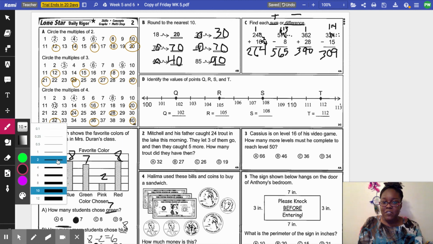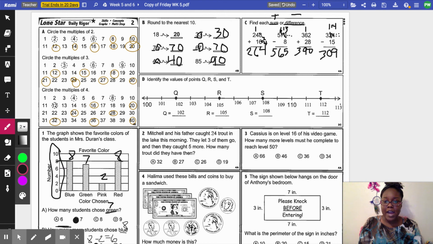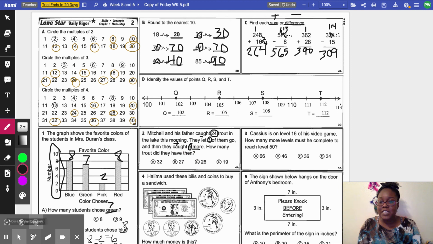Mitchell and his father caught 24 trout in the lake this morning. So if I'm using my context clues, I know that trout means fish. So they caught 24 fish in the lake this morning. They let 3 of them go, and then they caught 5 more. How many trout did they have then? So I know if he lets 3 go, he's going to subtract, and then he caught 5 more. If he catches them, that means he got some more. That's adding. So I know the first thing I have to do is subtract, and then I have to add.